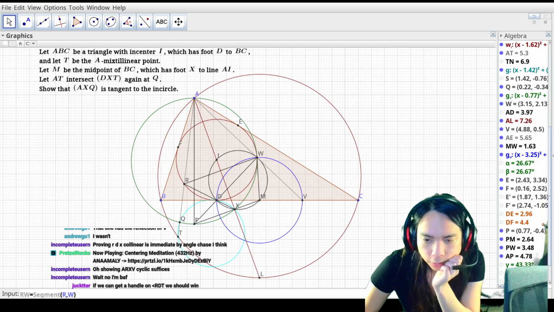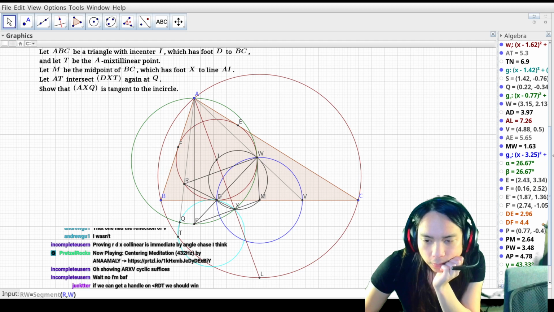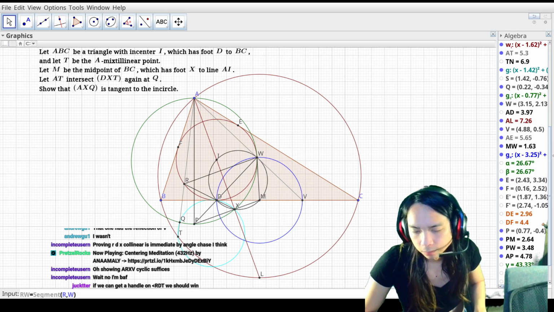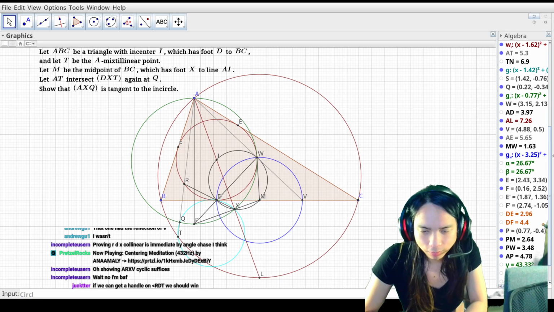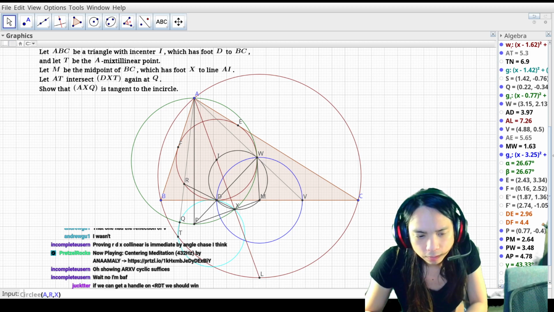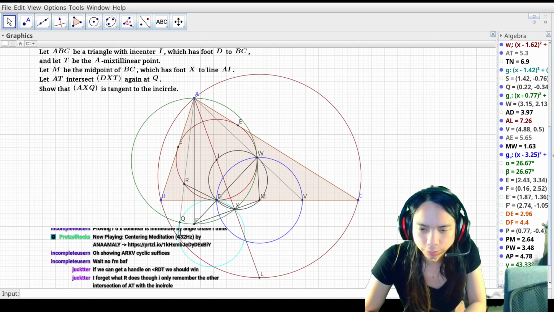Yeah, that's a good point. I like going after angle RDT because... is it true that ARXV is cyclic? Yeah, ARXV is not cyclic. I agree. RDT is probably what we want to go for.